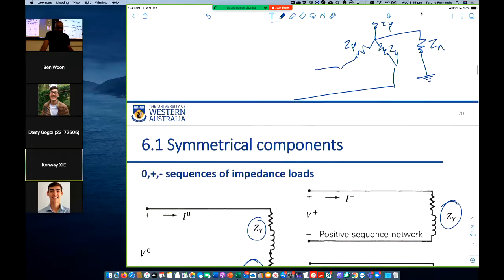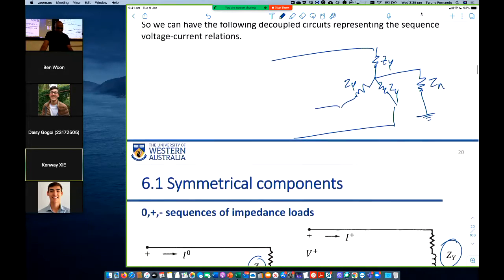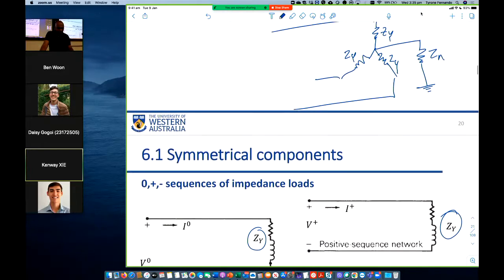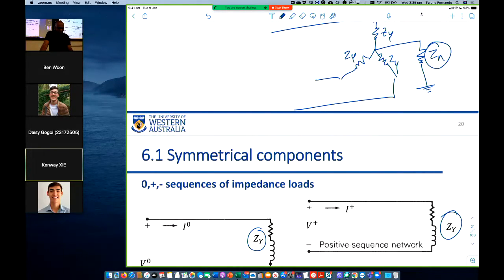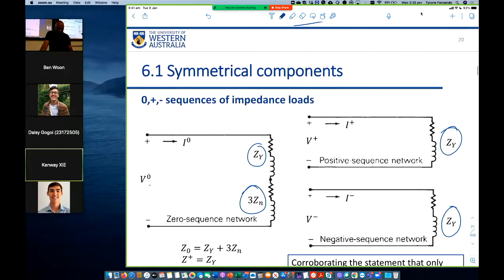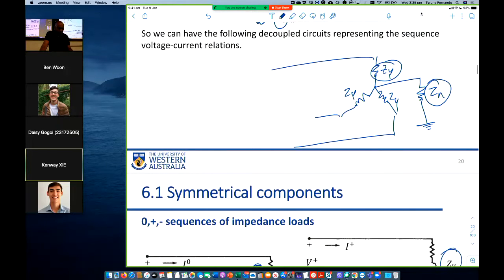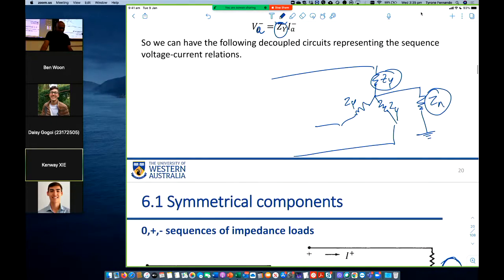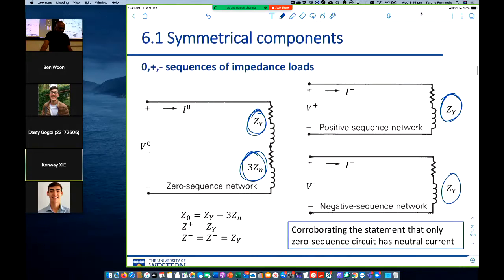The zero sequence will simply have this Zy, it will have the Zy and 3 times Zn, 3 times that, and you will have that. You will have Zy and 3 times Zn. That's a zero sequence network. Positive sequence network will have just Zy. Here it is, just the Zy. The negative sequence network will simply have Zy, doesn't have Zn.